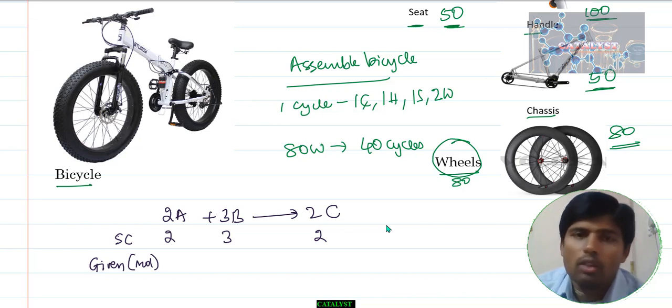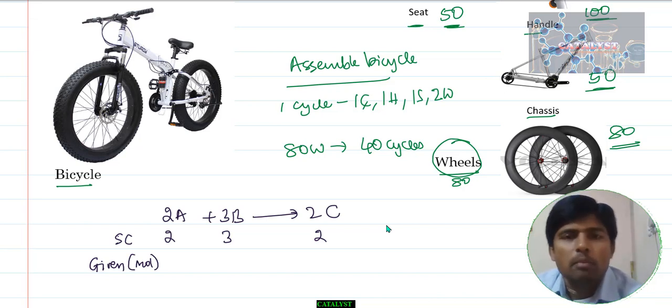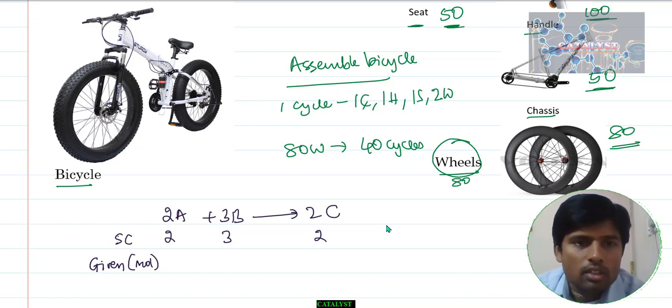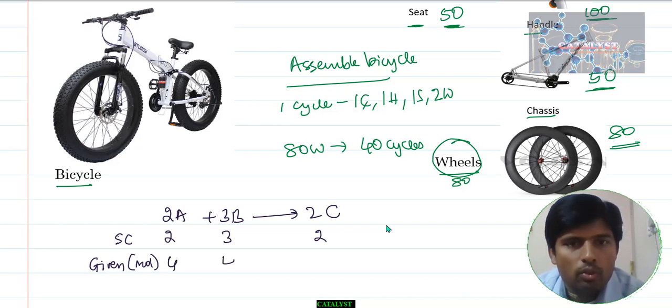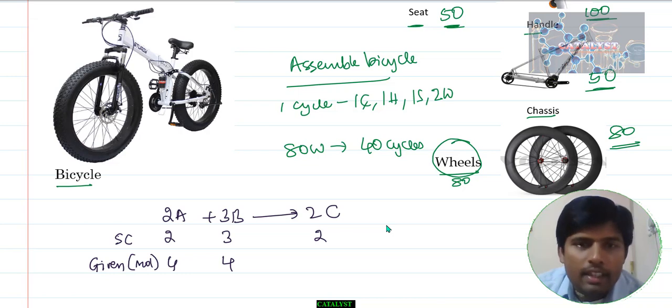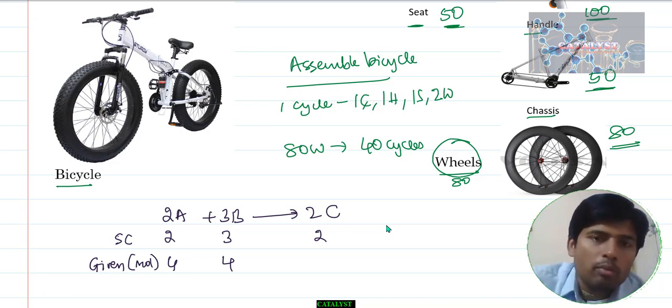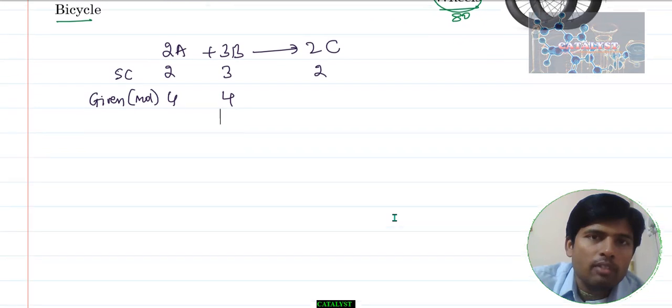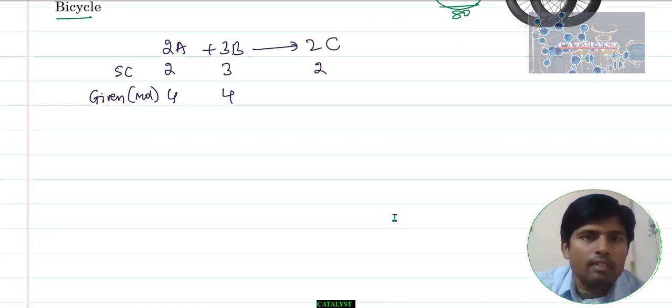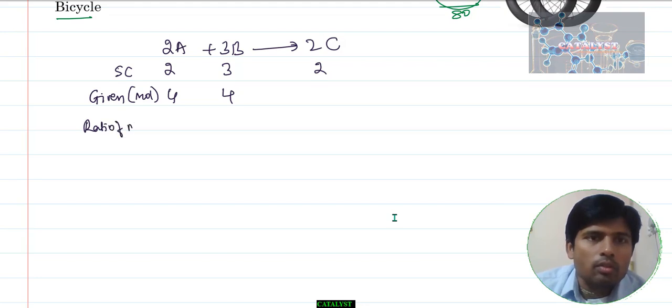Of course, while solving this type of question, we require a balanced chemical equation. Suppose the given number of moles are, say, here 4 and here also 4. Now the next thing we do is, obviously the number of moles of reactant they will not be giving, that we will have to calculate. Now what we calculate is the ratio of mole to stoichiometric coefficient. So that will be 4 by 2. So this is what we are calculating.